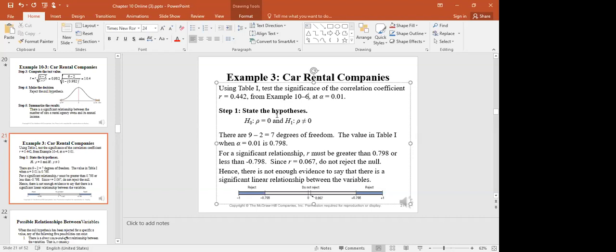So to test for significance of correlation, H0 is rho equals 0, H1 is rho is different from 0. The degree of freedom is 9 minus 2, which is 7. So looking at table I, you will see that this table is on page 656.